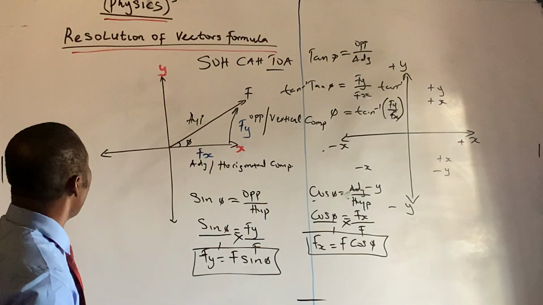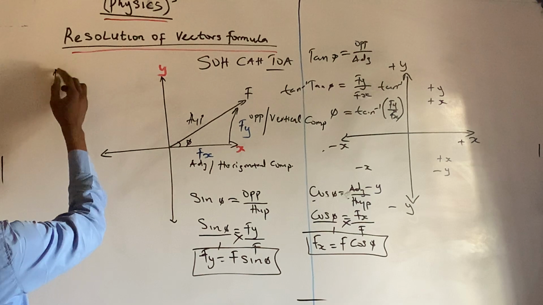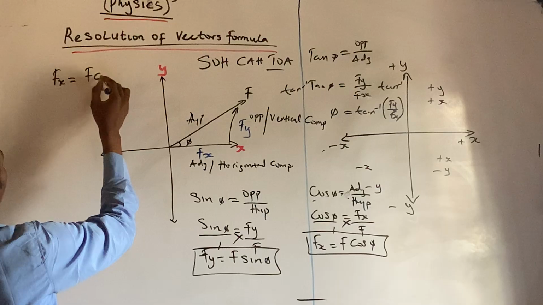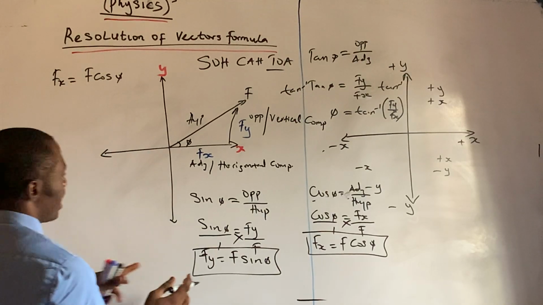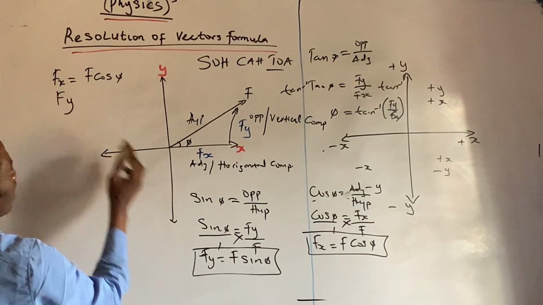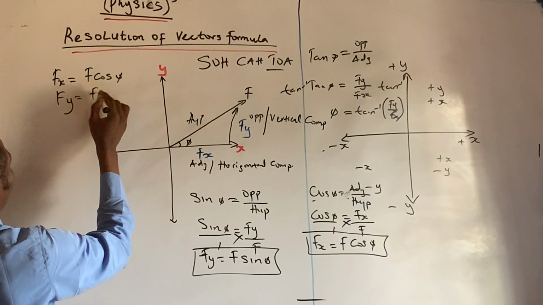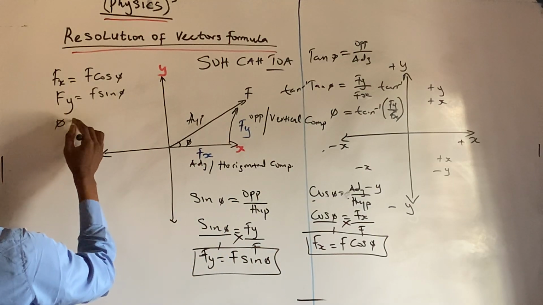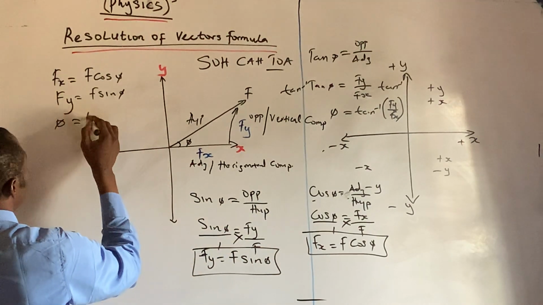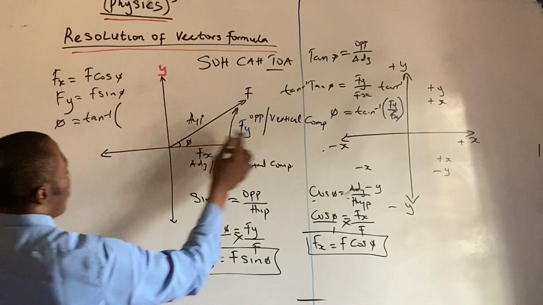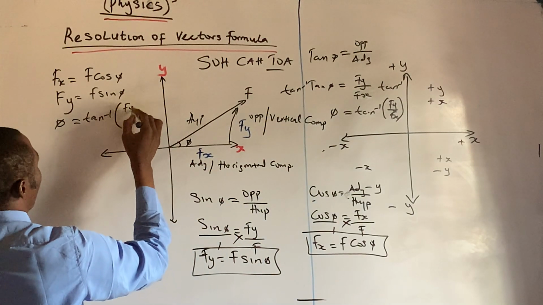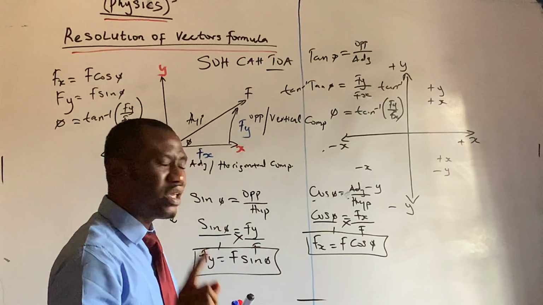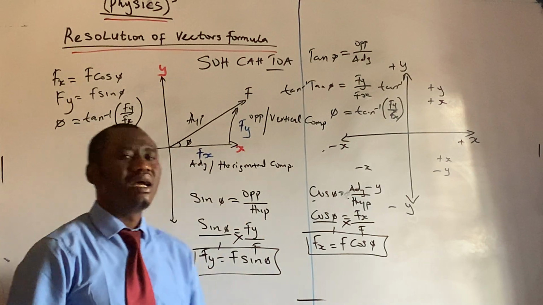All right, so these are the formulas to use. Let me bring it up for you. For the f of x, or the horizontal component, it is f cos theta. For the f of y, or the vertical component, it is f sine theta. For the direction, theta is equal to the tan inverse of f of y over f of x. Now, this is only used when the angle of inclination is towards the x-axis.